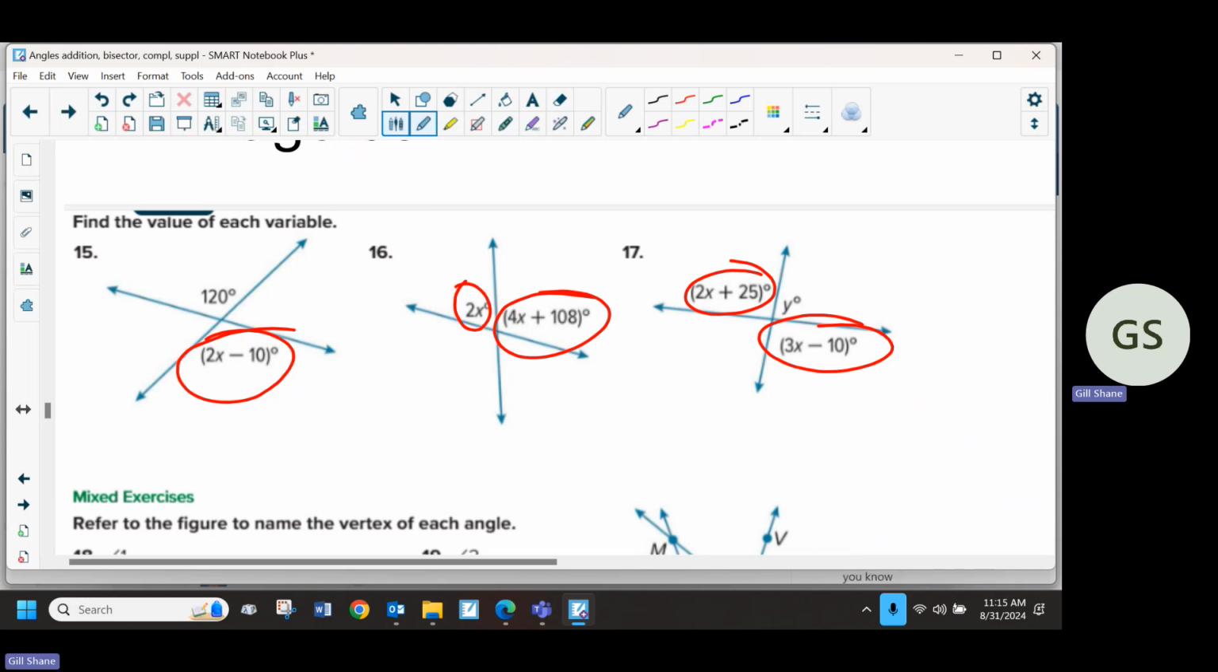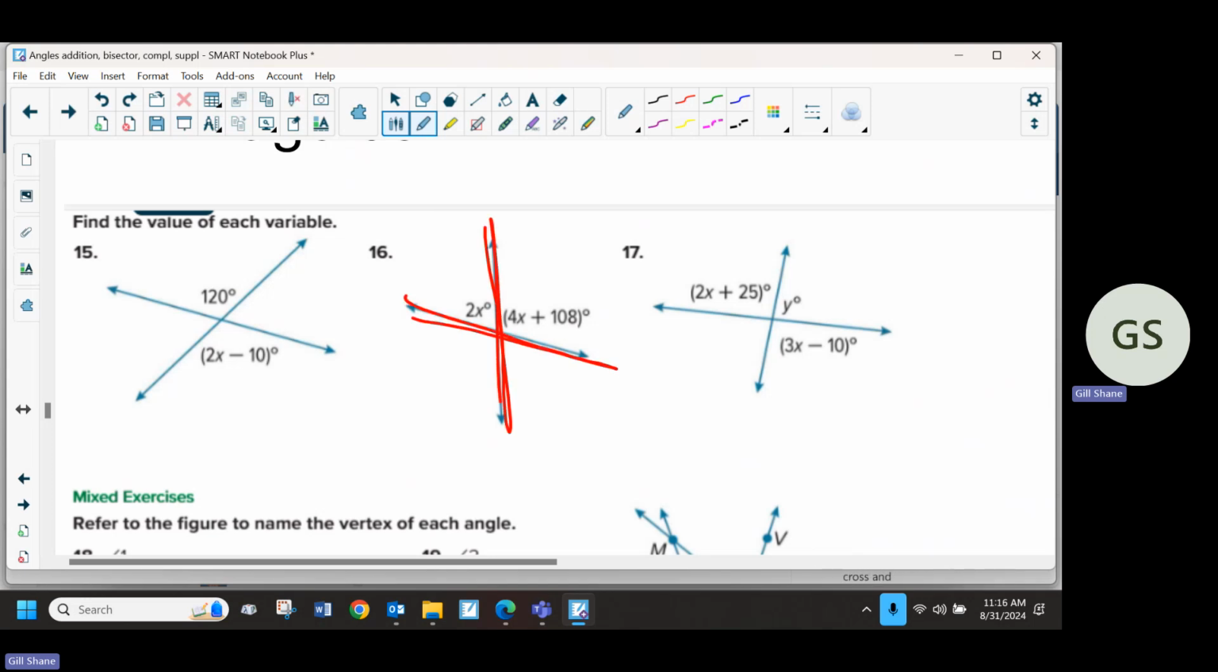So next, we'll do number 16. Now, again, we do have lines that cross and opposite angles are equal, but this problem is not about that. There is no measure down here to set equal to 2x. There's no measure over there to set equal to 4x plus 108.